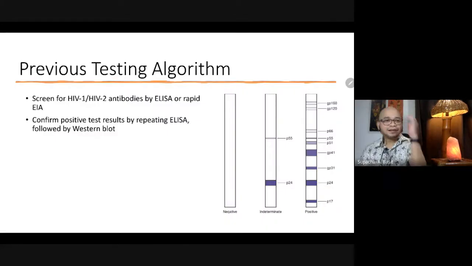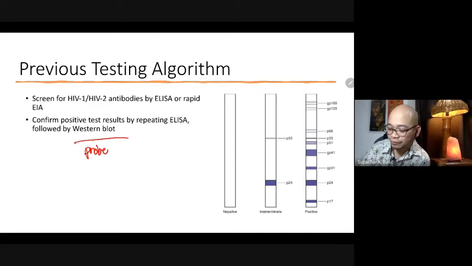Okay, for the previous algorithm, we have to screen patients first with ELISA or rapid enzyme immunoassay. If the patient is positive, we confirm the positive test result by repeating ELISA, and then we do the Western blot. So Western blot is a protein probe. Here you detect antibodies against HIV markers.